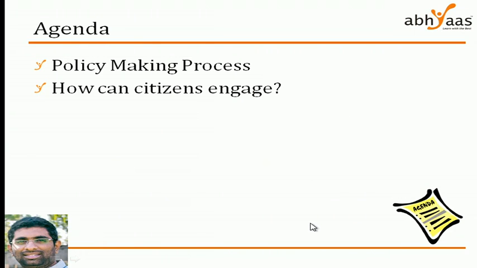How is it done? Now the agenda is pretty simple. We'll first study the policy making process and then go on to study how citizens can engage in this process. Now, since we call ourselves a participatory democracy, citizens' job does not end with voting once every 5 years and electing their representatives, but it is also in trying to engage with policymakers or engage in the whole process of policy making. So we'll see if there are any avenues for common citizens to engage with this whole process of policy making.